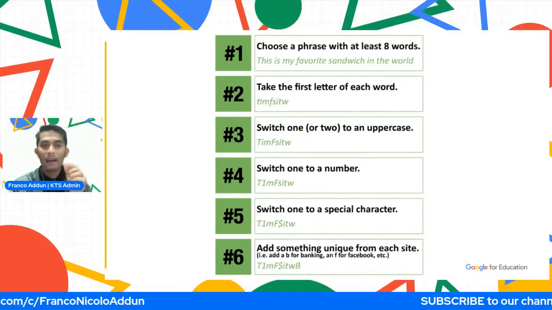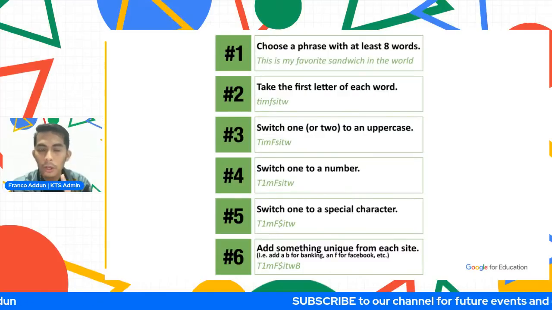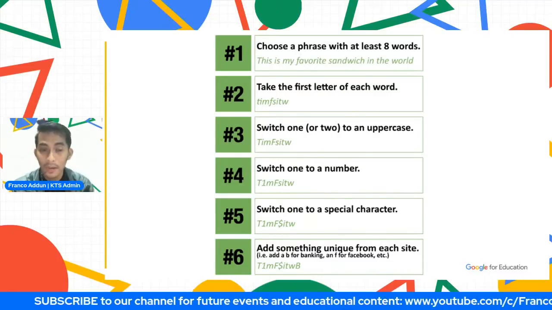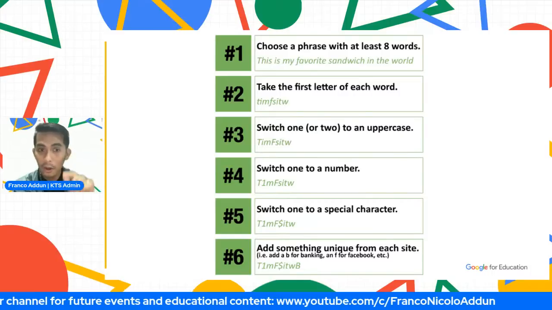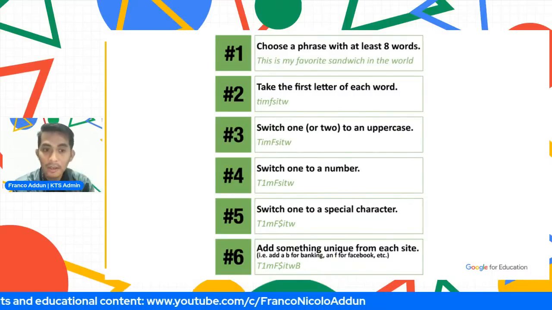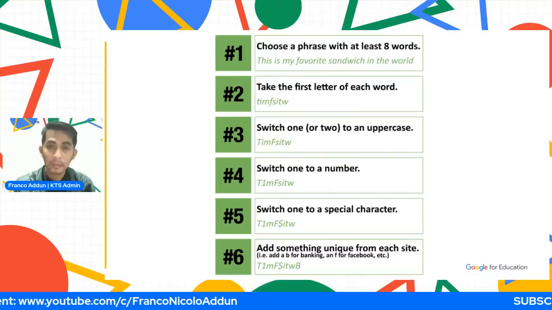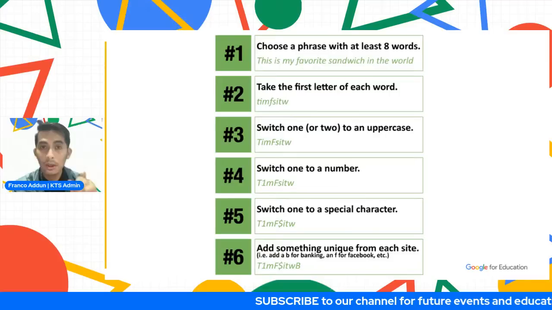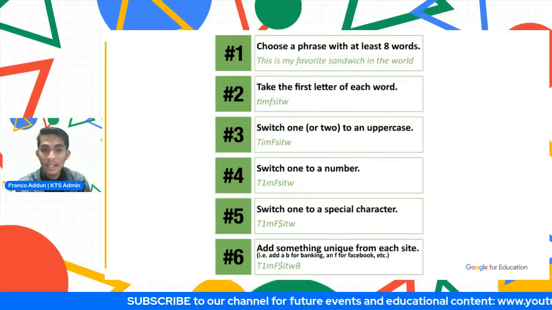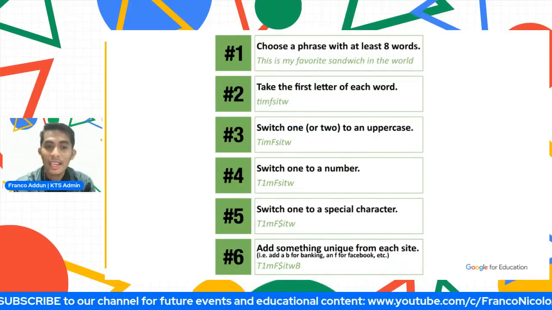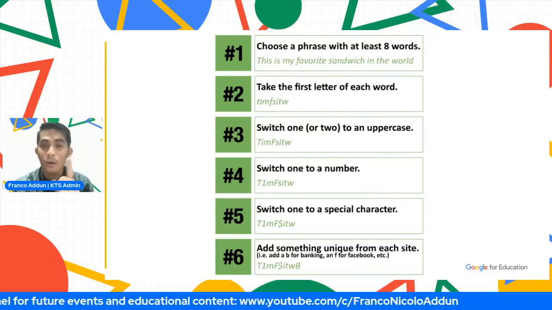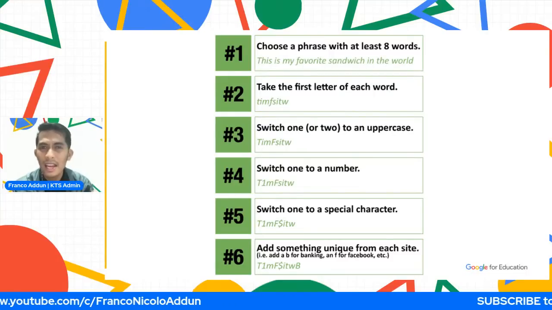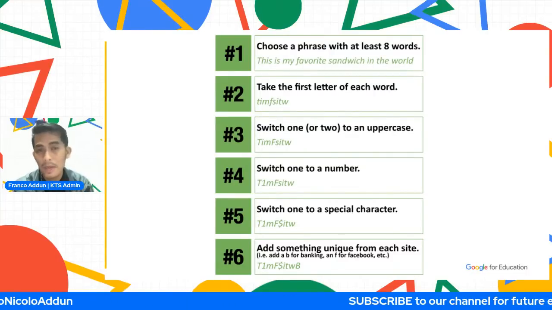Step number 3 is to switch 1 or 2 characters to uppercase, kasi required po ang mga password na meron uppercase saka lowercase. Step number 4 is to change 1 character to a number. Required din po ang mga passwords ngayon na meron nang number. So, uppercase, lowercase, number. Step number 5 is to switch 1 to a special character. Required na rin po na may at least 1 special character, like the number sign, exclamation mark, etc. Yan po ang mga special characters natin.